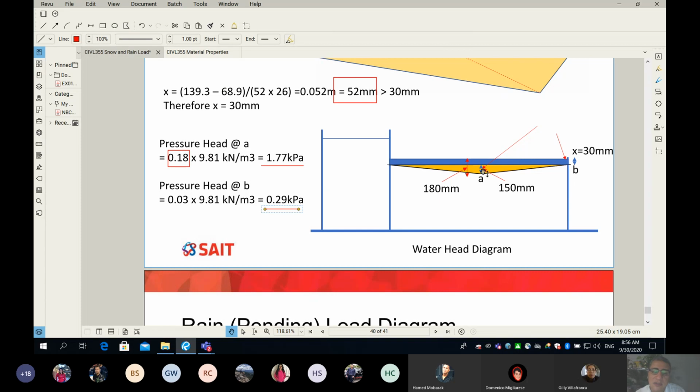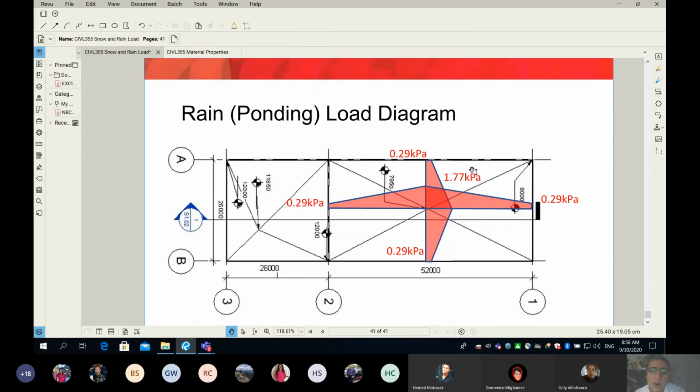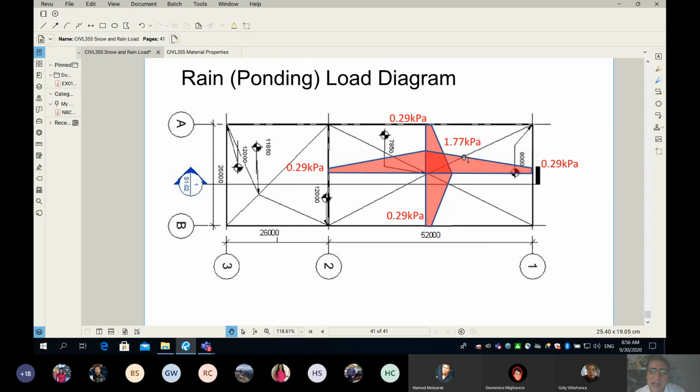Here is 1.77. Now what you have to do is just plot a rain diagram on your roof, same as we've done with the snow. You can see here is my roof one more time.